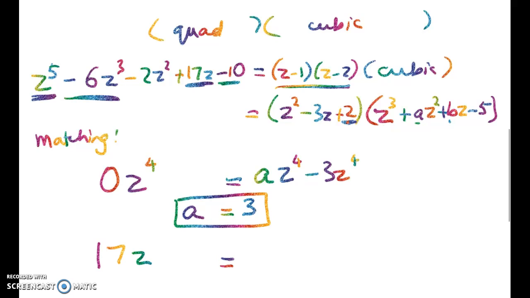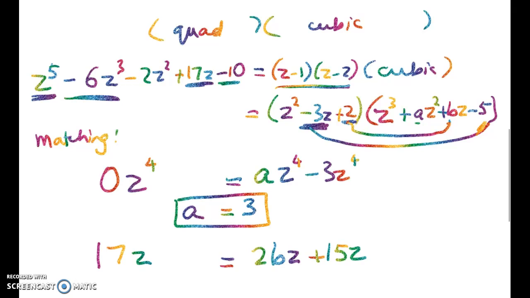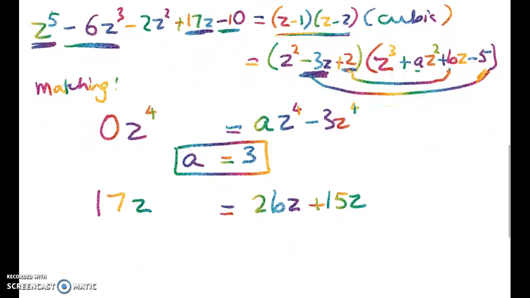Now let's do it again. 17z is coming out of 2bz plus 15z. Right? And the more you practice this, the faster you'll get at doing a matchup. What does that mean? Well, that's a really easy one as well. That tells me that b is equal to 1.